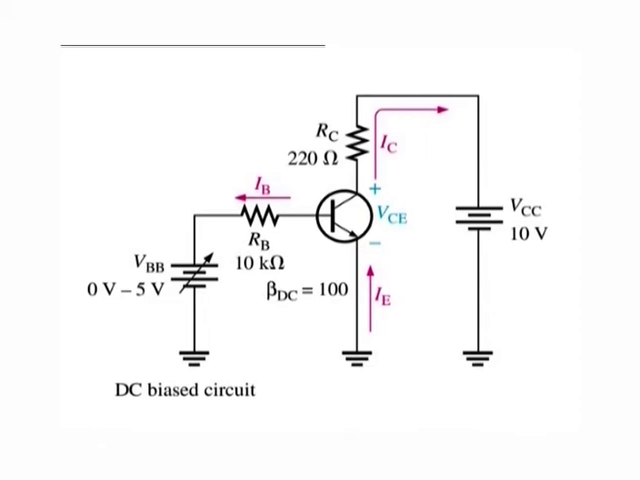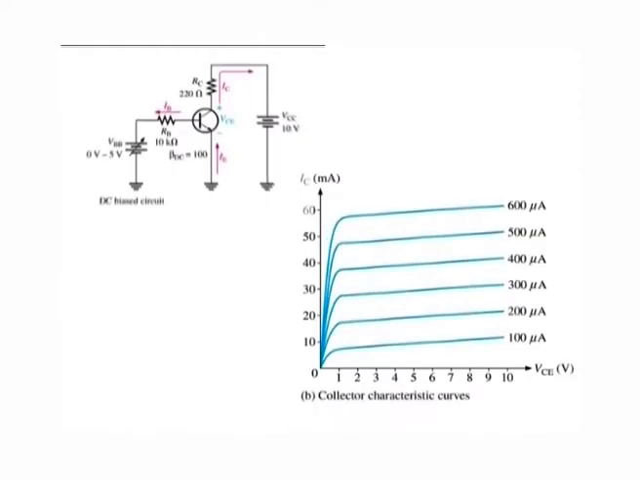Graphical analysis. The transistor in figure here is biased with VCC and VBB to obtain certain values of IB, IC, IE and VCE. The collector characteristic curves for this particular transistor are shown in part B of figure. We will use these curves to graphically illustrate the effect of DC bias. Here we shall assign 3 values to IB and observe what happens to IC and VCE.